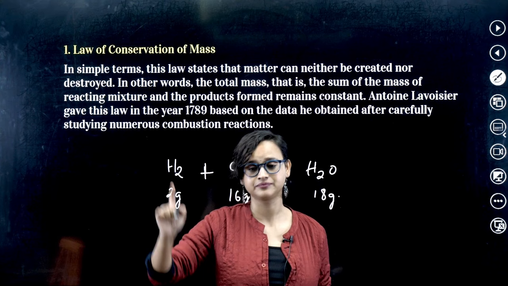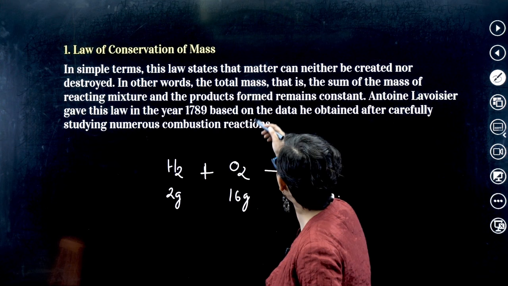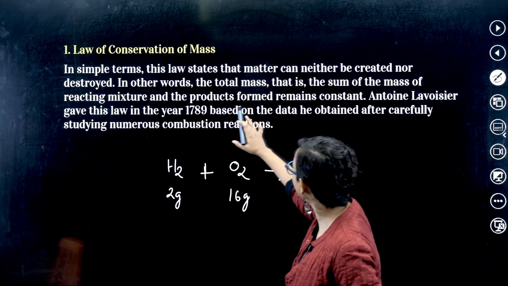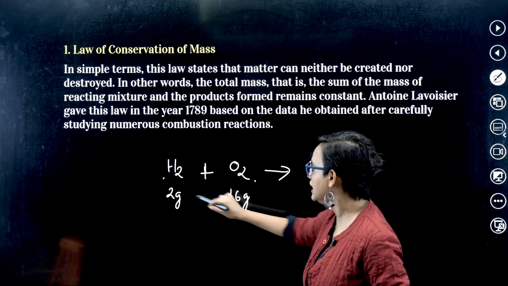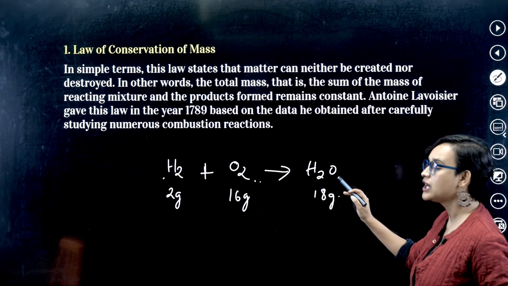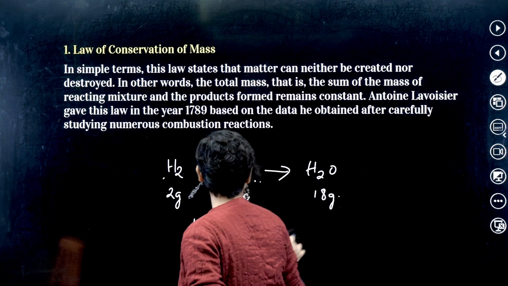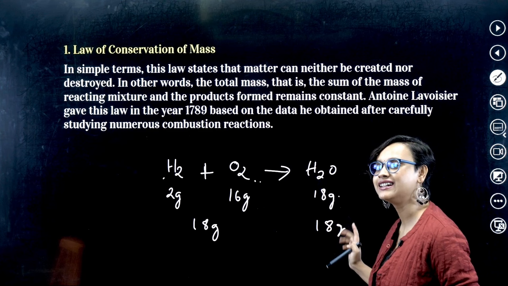In simple terms, this law states that matter can neither be created nor destroyed. The total mass, that is the sum of the mass of the reacting mixture, hydrogen and oxygen, and the product formed, water, will remain constant. See, this side it is 18 gram, and on your right side also 18 gram. Both sides are 18 gram.